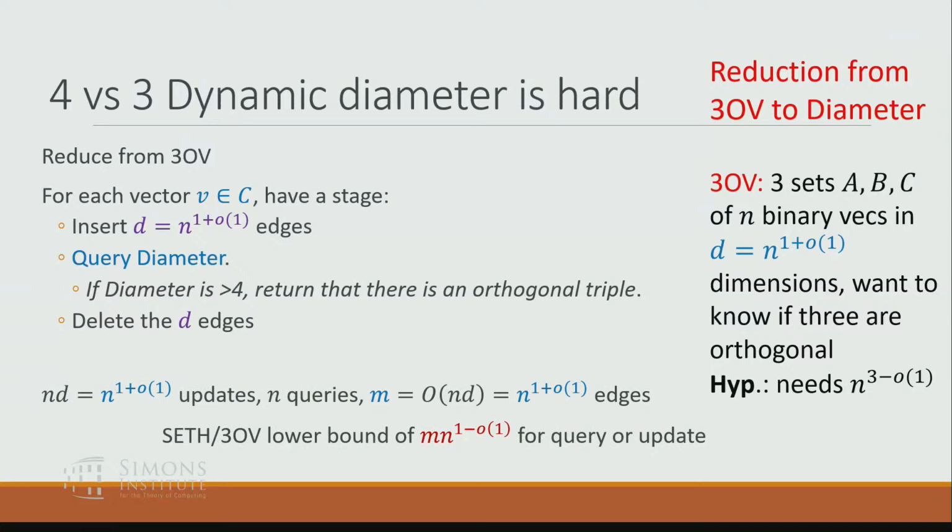So that should be at least greater than or equal to 4 here. Again, the number of updates, similar to before, is ND, as is the number of edges, which is n^(1+o(1)). And if you could do better than mn here, that would be better than n^2 per stage. There are roughly n stages, and so it would be better than n^3 overall, so that will refute 3OV. We'll go through the details in a second.